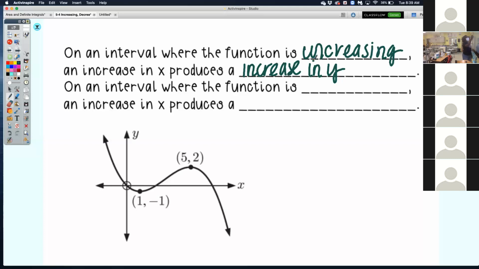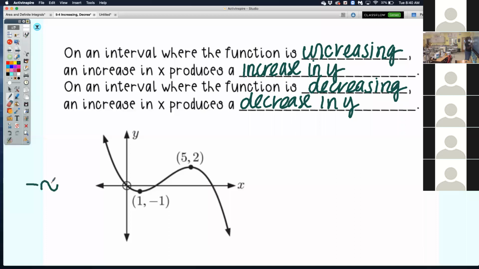However, on an interval where the function is decreasing, that means that when x is increasing, it produces a decrease in your y, okay? So again, as x is getting larger, because as you know, whenever we read a graph, we read from left to right. So if I start over here at negative infinity, as I continue to go to the right, I'm increasing in my x values. So no matter what, x is always going to be increasing.